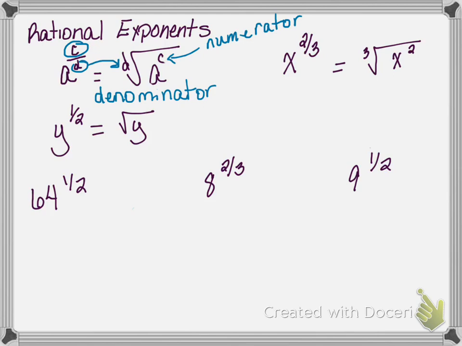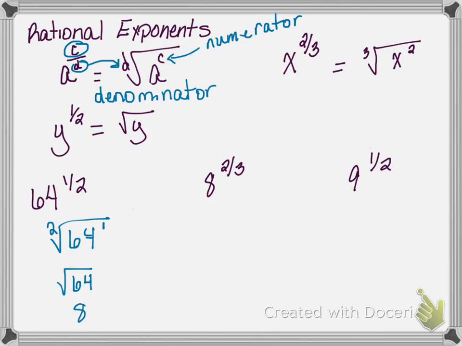64 to the 1/2. What that means is 64 to the first power, and you don't have to write that first power, the square root. The 1 is assumed with the 64, and the 2 is assumed anytime you've got a radical. You can write this as the square root of 64. What is the square root of 64? 8.